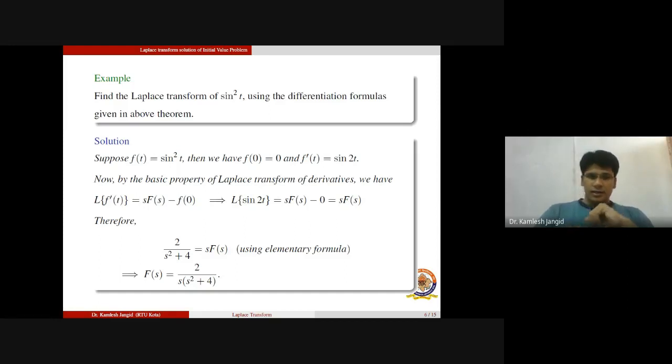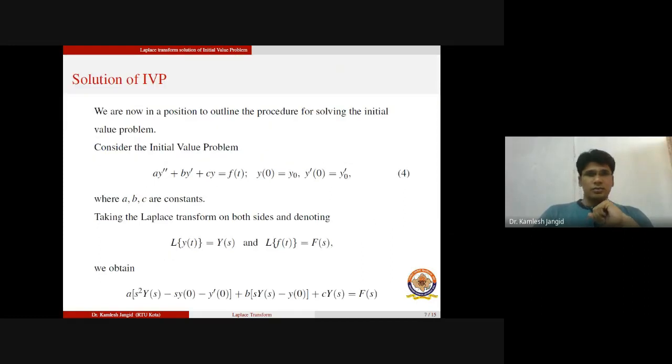All right. Now we are in a position to outline the procedure for solving the initial value problem. As we know, the initial value problem consists of derivatives of the function. So consider the initial value problem: a times y double prime plus b times y prime plus c y equals a function of t. Here prime denotes the first derivative and double prime denotes the second derivative of the function y with respect to the independent variable t.